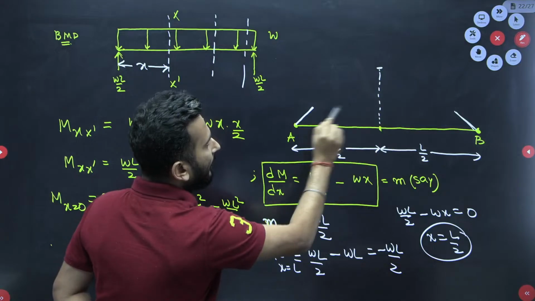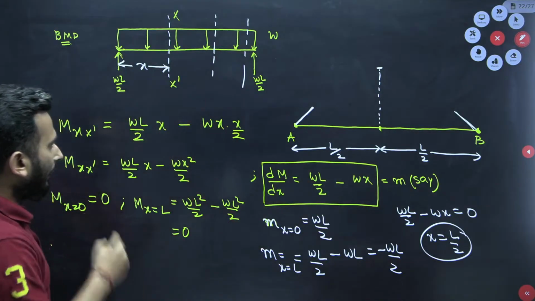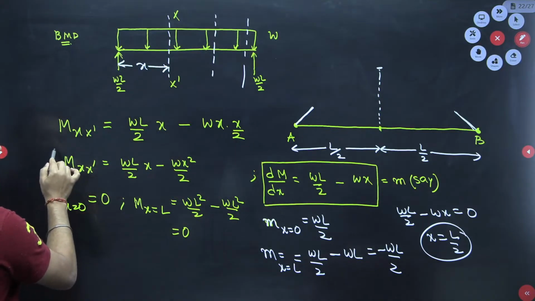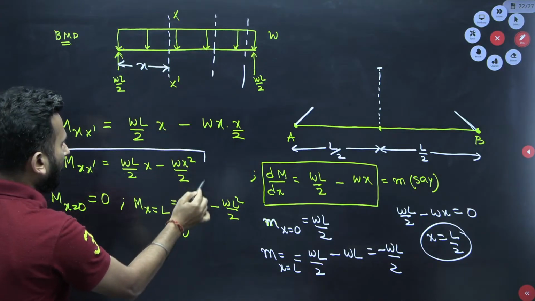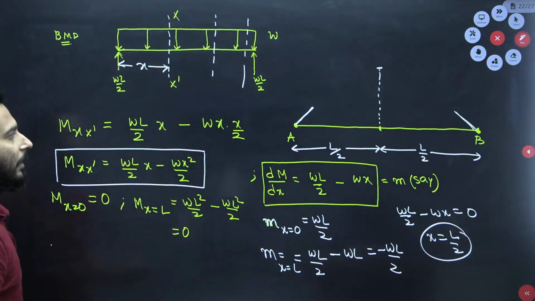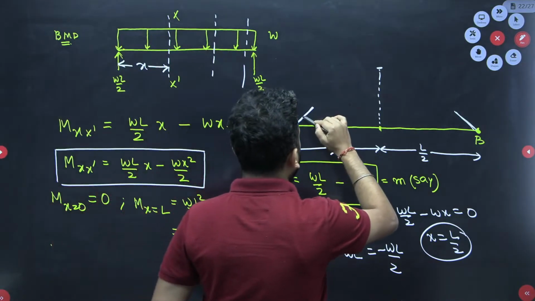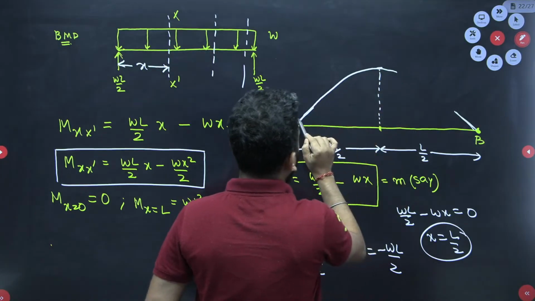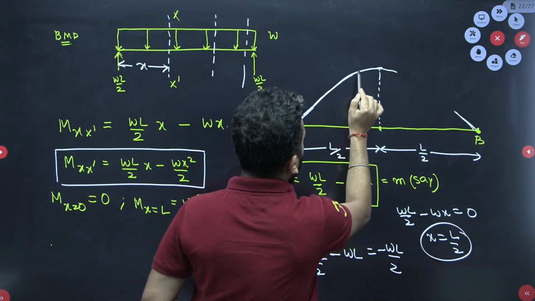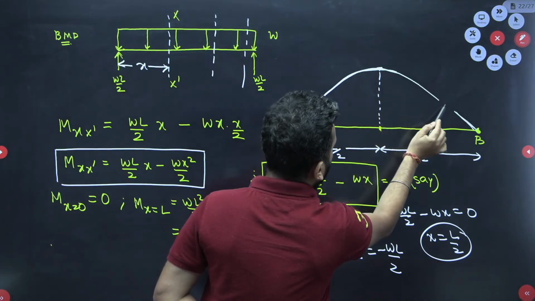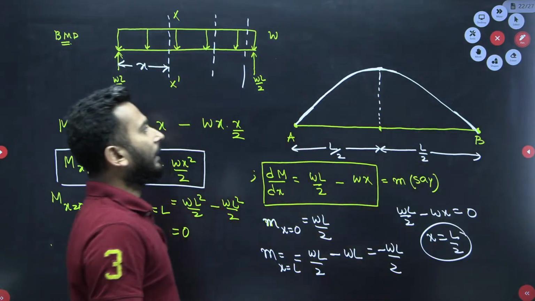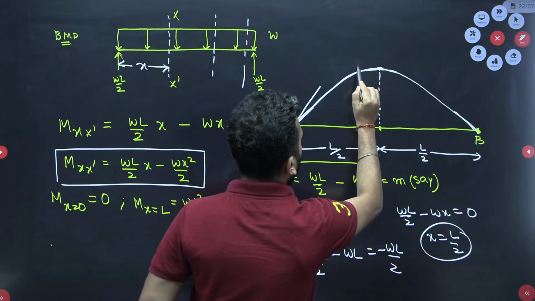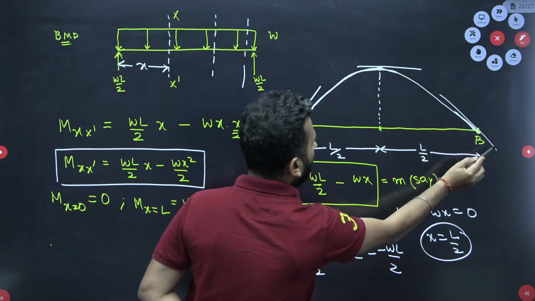So see, three things we know, and this is nothing but a quadratic equation. If you see this equation, it is nothing but a quadratic equation. That means it is not a straight line, it is a curve. So based on all this data, we can very neatly draw the curve. So over here the slope is positive, over here the slope is 0, and over here the slope is negative.